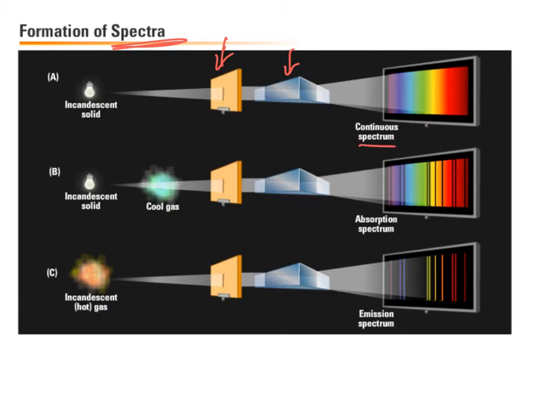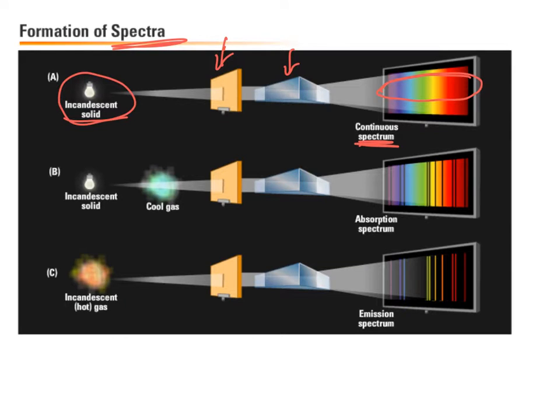For a continuous spectrum, what we have is our incandescent solid, so a light bulb basically. That's going to heat that solid up until it starts emitting light. That light is going to pass through the little slit, like we said, through the prism, and it's going to project a continuous spectrum. So we can see that this solid is emitting light on every wavelength, and that's kind of interesting for us. So if we have this incandescent solid and it emits that light, it's going to throw out this continuous spectrum.